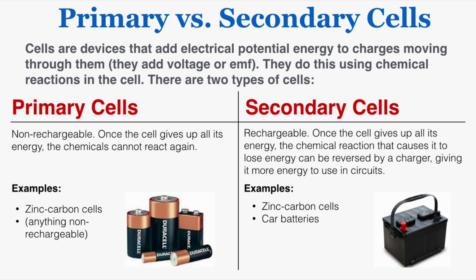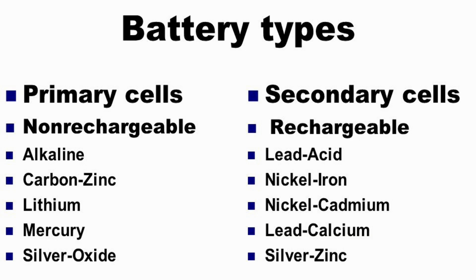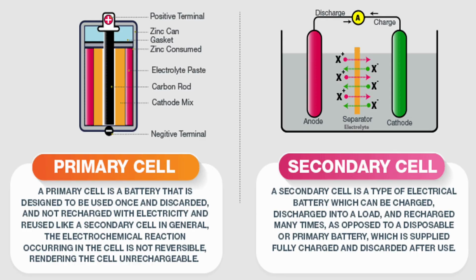Secondary cells are rechargeable. Once a cell gives up all its energy, the chemical reaction that causes it to lose energy can be reversed by a charger, giving it more energy to use in circuits. Examples include zinc-carbon cells and car batteries. These are some examples of the two types of batteries. This figure illustrates the differences between the two types of cells.